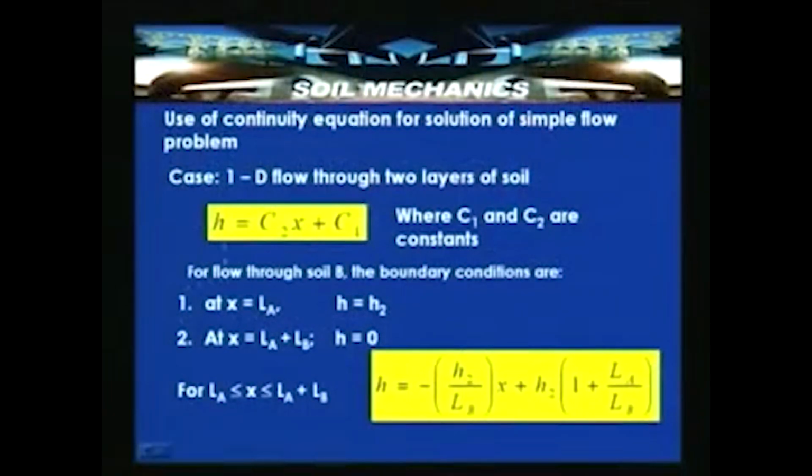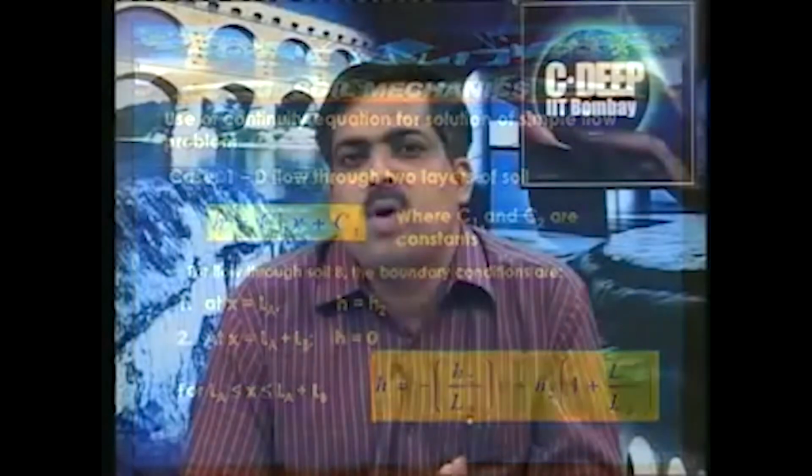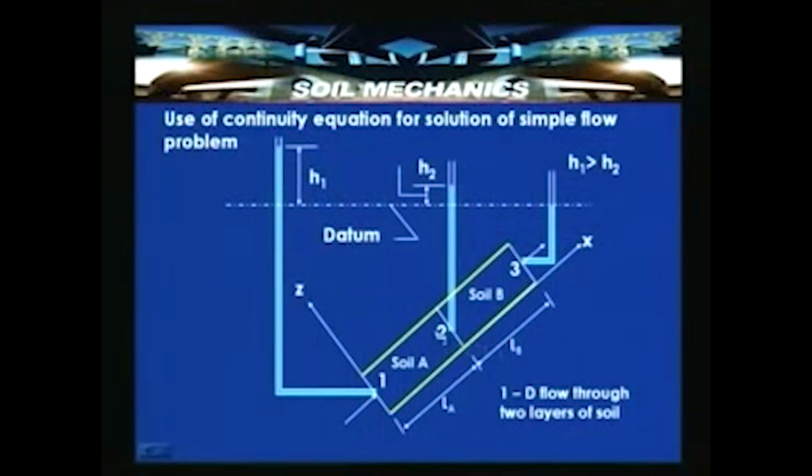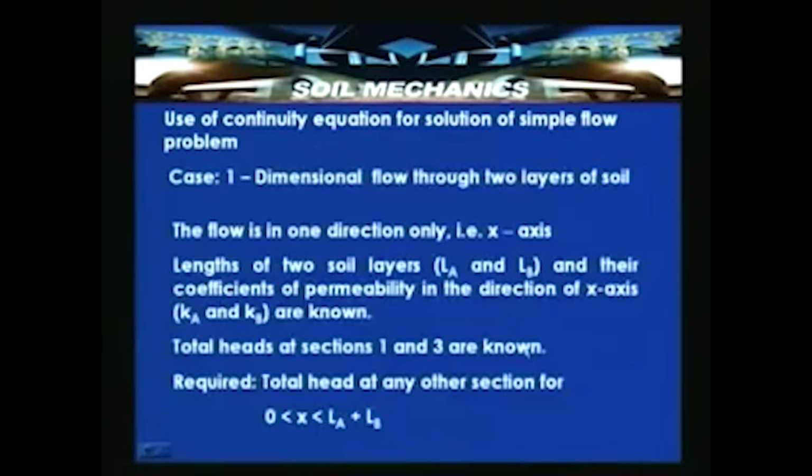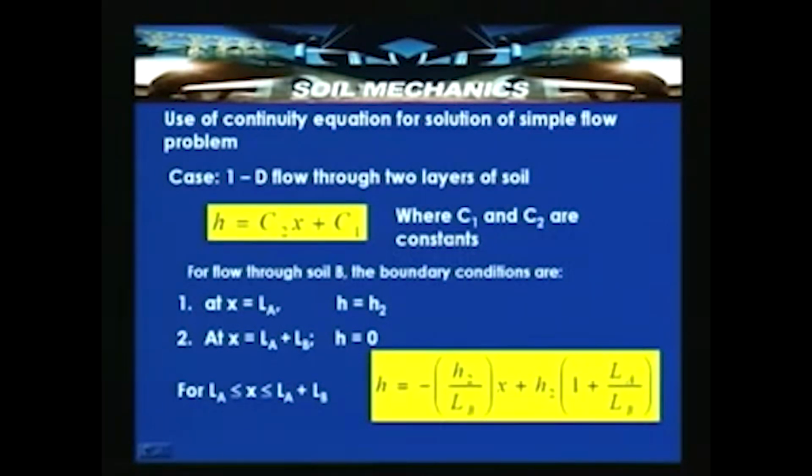So, with this we can determine the head at any point in terms of H1, H2, LA and x. Now, similarly, when we consider the flow taking place from point 2 to 3, that is in the region of soil B. In the previous slide we showed a figure having 2 points, 2 and 3, which is shown again here. This is soil B, with flow taking place between 2 and 3, that is LB. Let us now consider the boundary conditions.